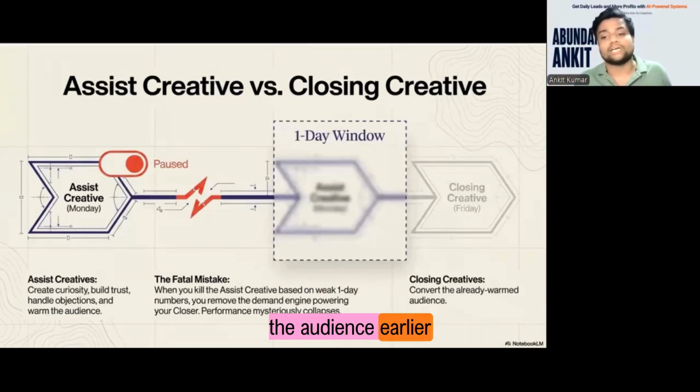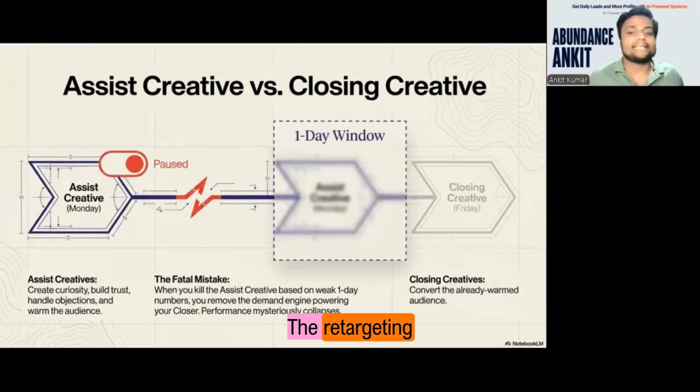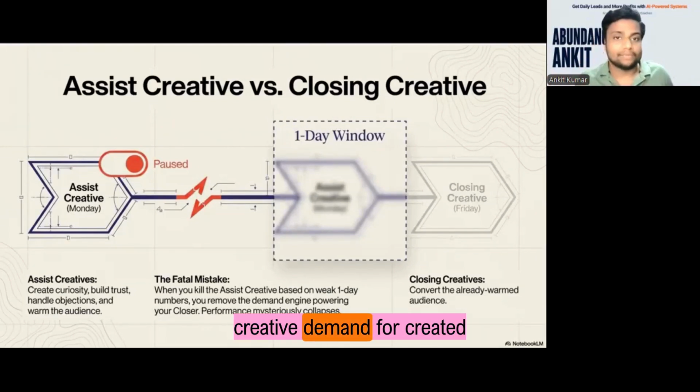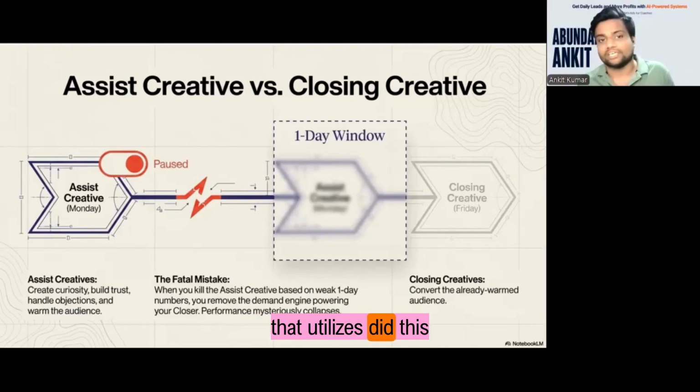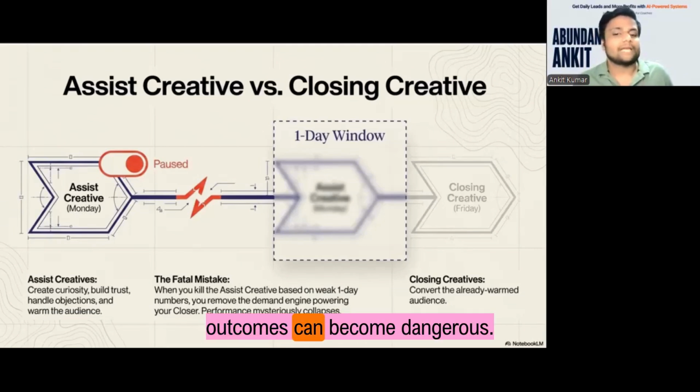because the warming ad was the assisting creative. It was warming the audience earlier in the buying journey. The retargeting ad looked strong, partly because the earlier creative created demand first. Meta understood that relationship; the advertisers didn't. This is why looking only at last-touch style outcomes can become dangerous.